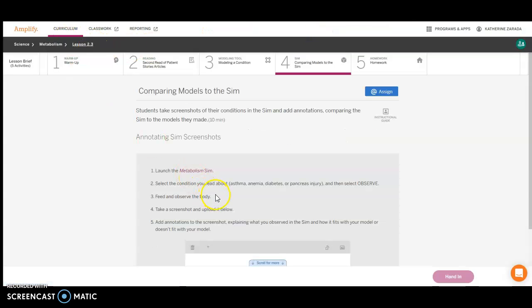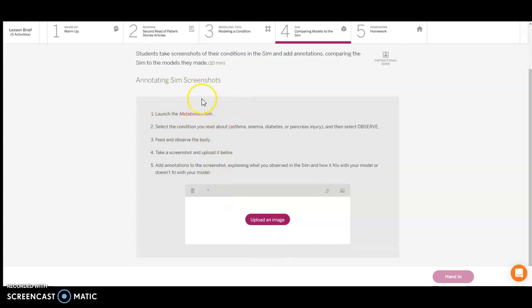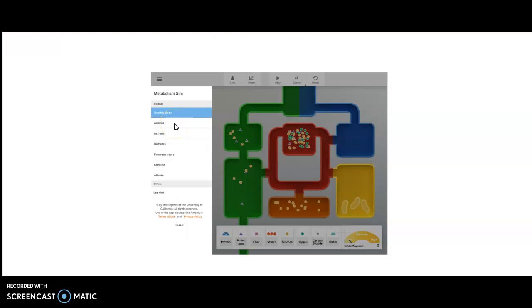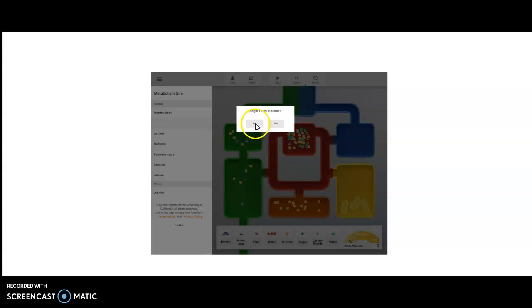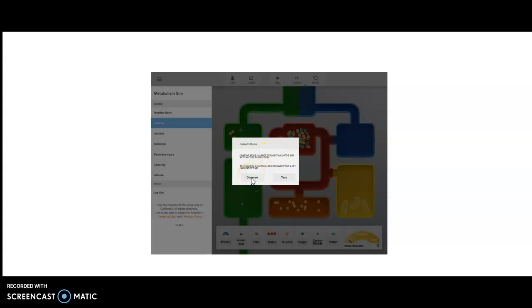Moving on to part 4. So you have a sim that you're going to launch right here, and you already read the condition: asthma, anemia, diabetes, or pancreas. And you are going to select observe and feed and observe the body. Take a screenshot and upload it below. So if you were to have read about anemia, you're going to click this, you're going to click yes to begin again, and you're going to click observe.